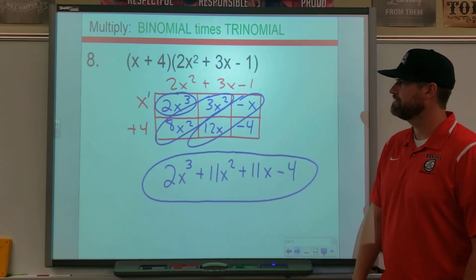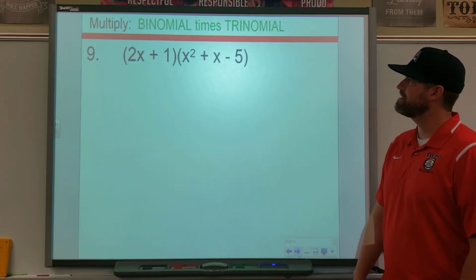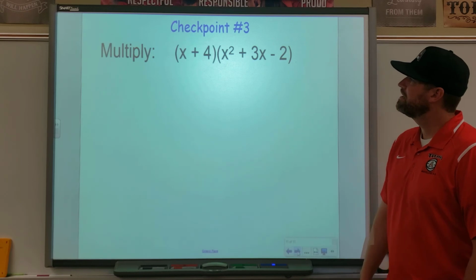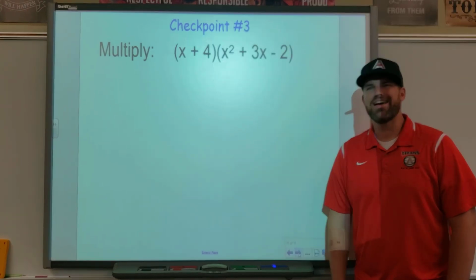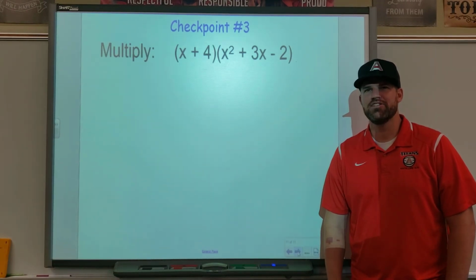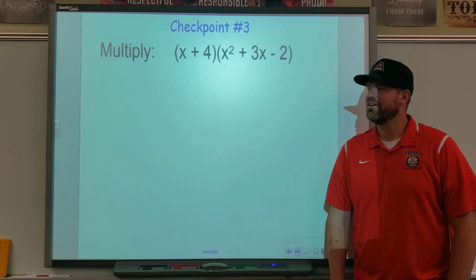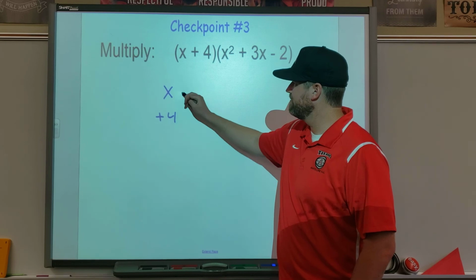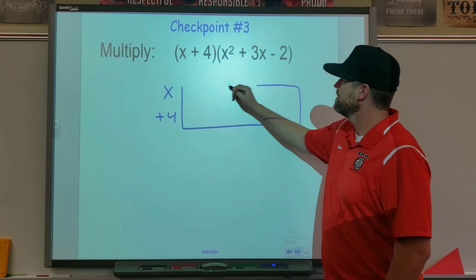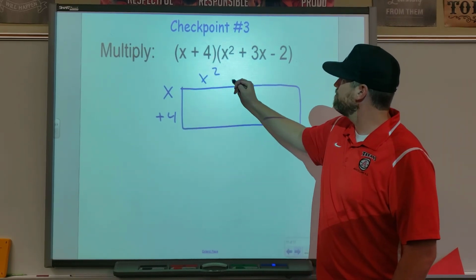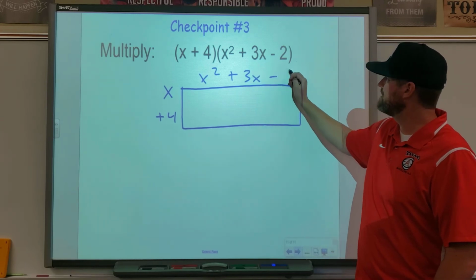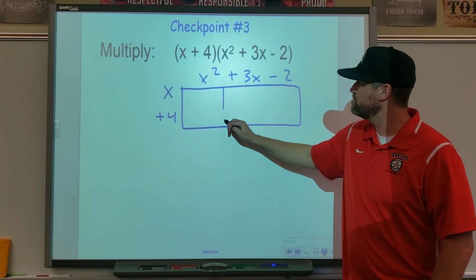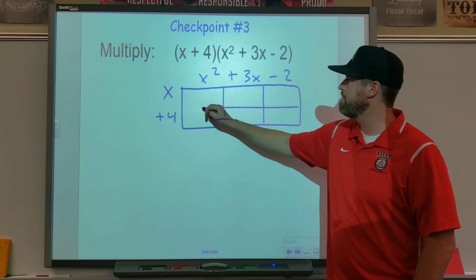And that is it. All right, I'm going to skip this one because I want to go and see if you can do this checkpoint. I think you got this. Let's see how you do. All right, so we had x plus 4 along one of the sides. And then x squared plus 3x minus 2. So this is a 2 by 3 box.